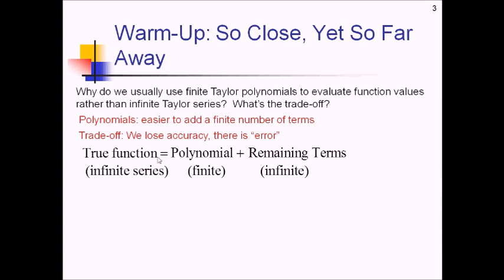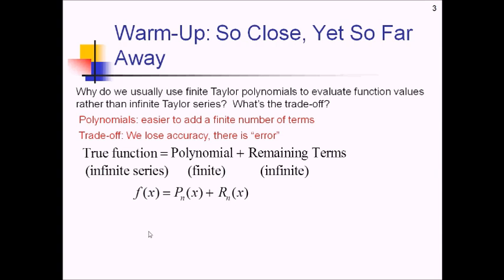And just to express this a little bit more symbolically, our true function f of x we could write as our polynomial p sub n of x plus these remaining terms r sub n of x. So if we know the polynomial and the remaining terms, adding all that together would give us the true function value. But we don't know all those remaining terms, so we get some error. Let's talk about the error now.